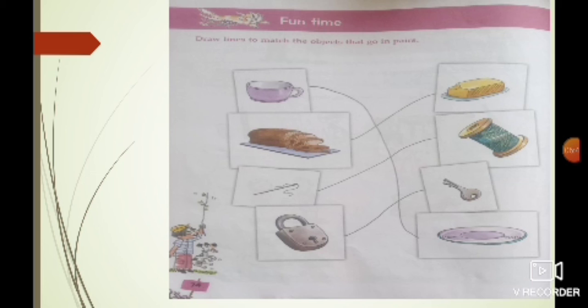Now, the next page is of fun time. In this, what you have to do? You have to see the picture and match it with the correct pairs. Draw lines to match the objects that go in pairs. Pairs means like bat and ball, moon and stars. These all are called pairs. So you have to match it in pairs.